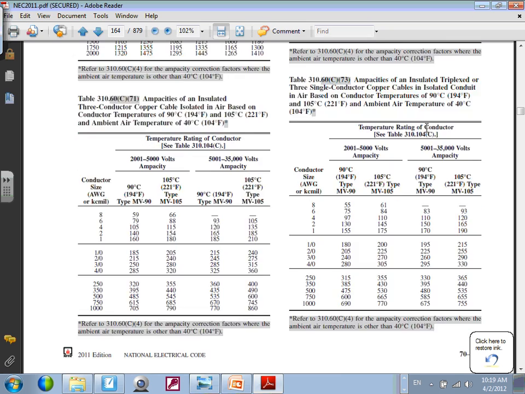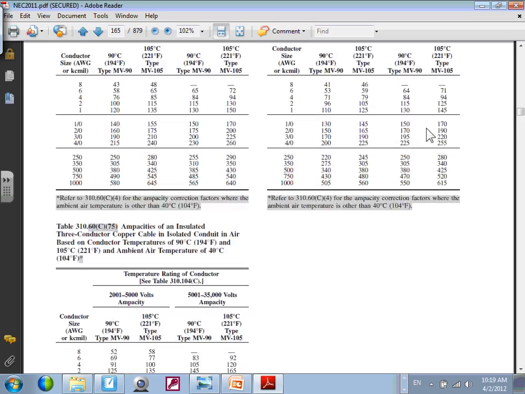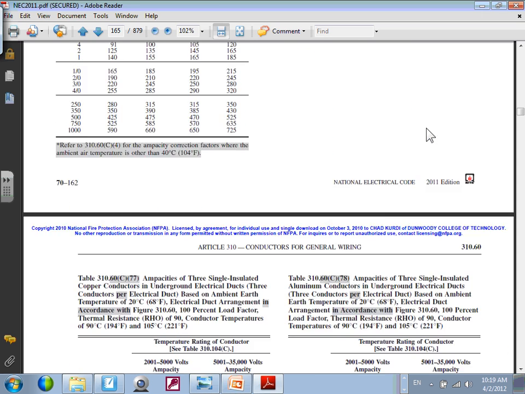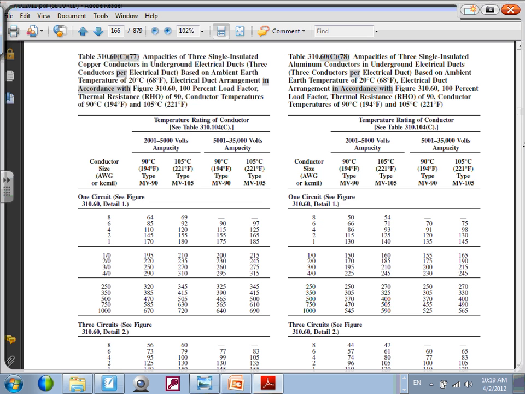All of these, you can see how different the applications are for medium voltage. Keep going all the way, different application, all the way to this one. This is the one that we use, Chris, and Phil, my friend. 310.60, we said it's 3 single insulated copper conductors in an underground duct. Detail 1, which is basically 1 duct. Can you guys see that? 1 duct, and inside the 3 conductors.